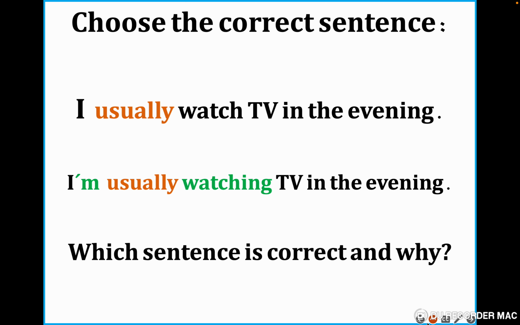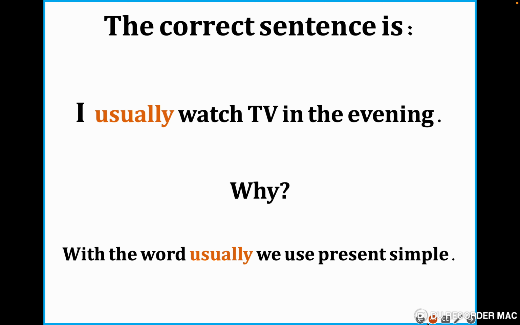Choose the correct sentence. I usually watch TV in the evening. I am usually watching TV in the evening. Which sentence is correct and why? We have the word usually. With the word usually, always, sometimes, often, never, we use present simple or present continuous. Let's see the answer. The correct sentence is I usually watch TV in the evening. We use present simple. With the word usually, often, sometimes, never, rarely, seldom, frequently, occasionally, we use present simple.